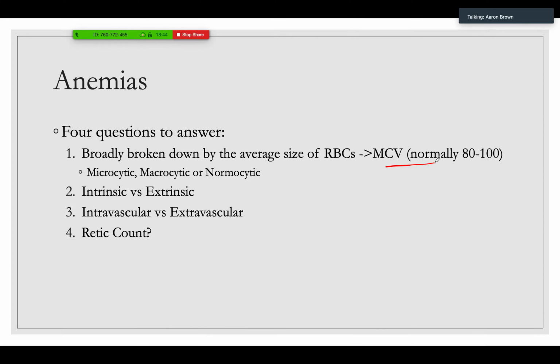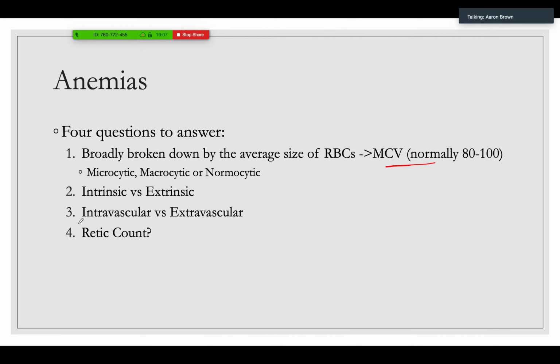Second thing, we need to look at intrinsic versus extrinsic. Where is this problem coming from? Is it coming from inside the red blood cell? Is something happening outside of the red blood cell? Is the red blood cell being attacked? Is it being ruptured somehow? Or is it maybe an enzyme problem from within the red blood cell, like in G6PD? We have an enzyme problem within the red blood cell that's leading to the anemia. So that's question number 2 we have to answer.